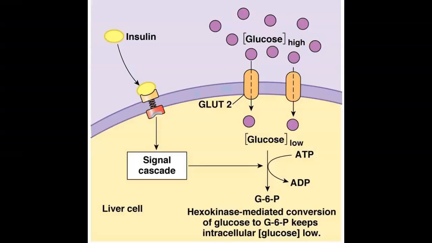Glucose regulation in liver cells is depicted in the following figure. Hormones such as insulin and glucagon are released when glucose levels are either too high or too low.